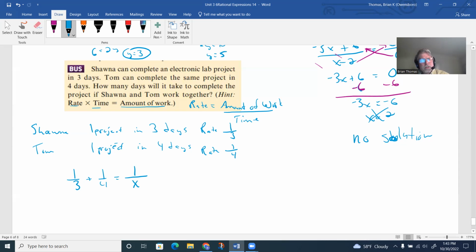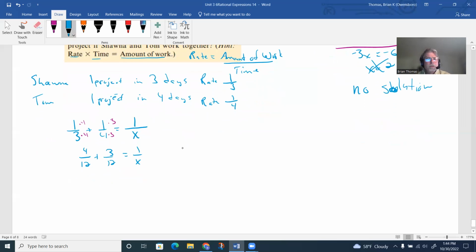So if we add our fractions together, notice how our common denominator would be 12. So this becomes, multiply here by 4, multiply by 4, multiply by 3, multiply by 3. So I have really 4/12 plus 3/12 equals 1/x. So this really becomes 7/12 equals 1/x.